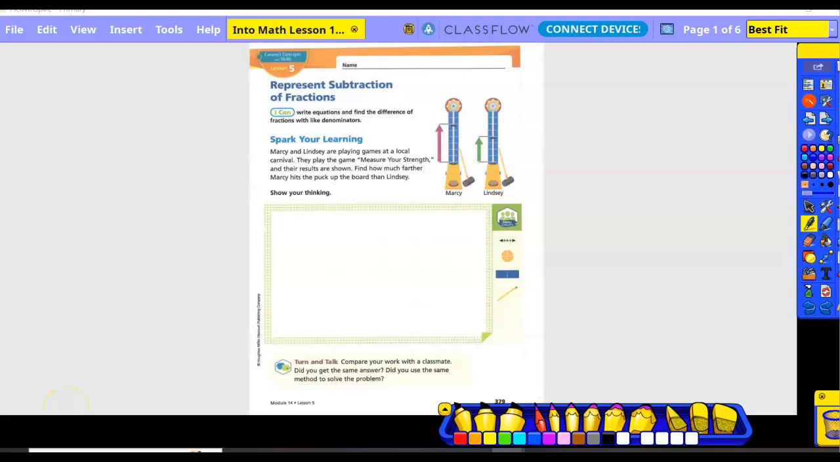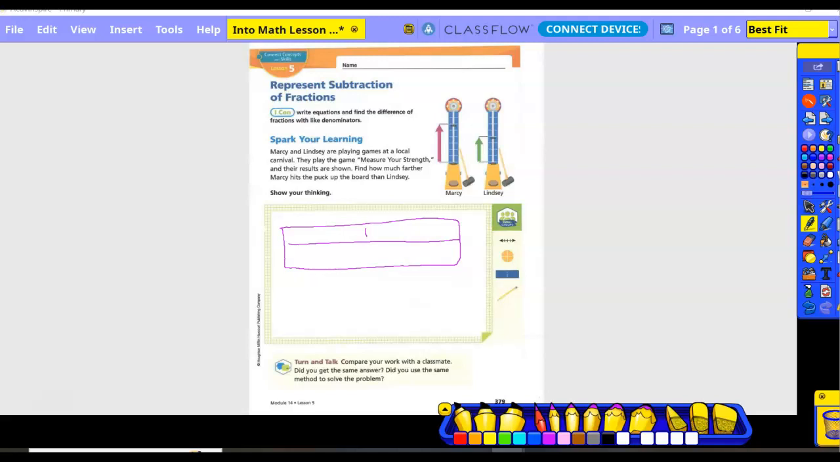Spark your learning. Marcy and Lindsay are playing games at a local carnival. They play the game Measure Your Strength, and their results are shown. Find how much further Marcy hits the puck up the board than Lindsay. So, to draw our visual model, what can we draw, guys? Draw our fraction bar model, right? Break it in half. This top one is one whole.